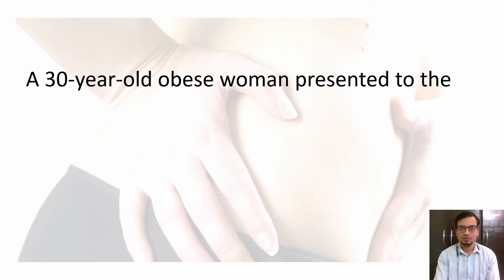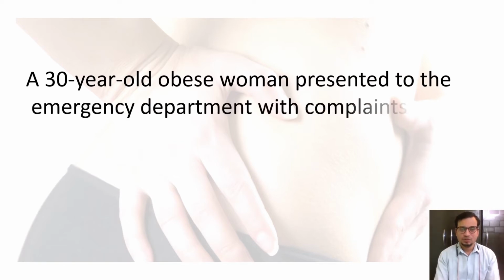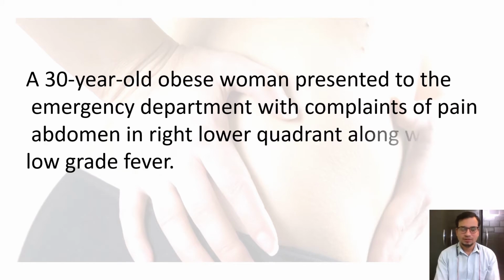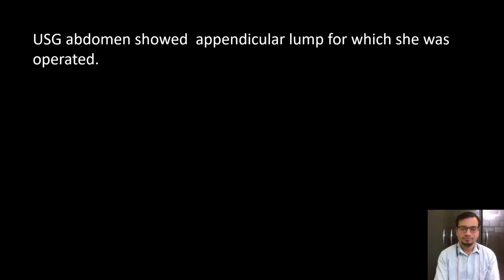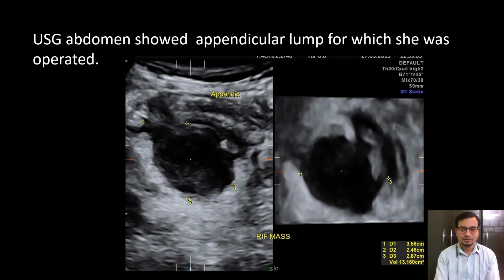Today, we are going to discuss an important and interesting case of abdominal sepsis. A 30-year-old obese woman presented to the emergency department with complaints of pain in the abdomen in the right lower quadrant, along with low-grade fever. Ultrasound abdomen showed an appendicular lump, for which she was operated. So this is the appendicular lump which was diagnosed on ultrasound.